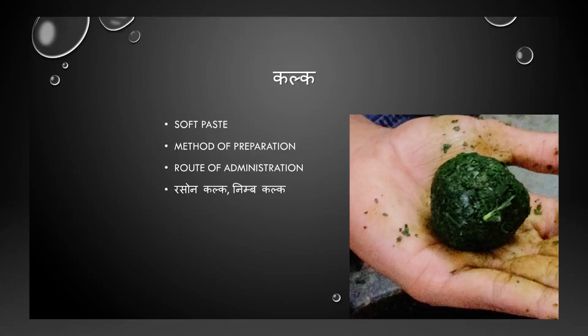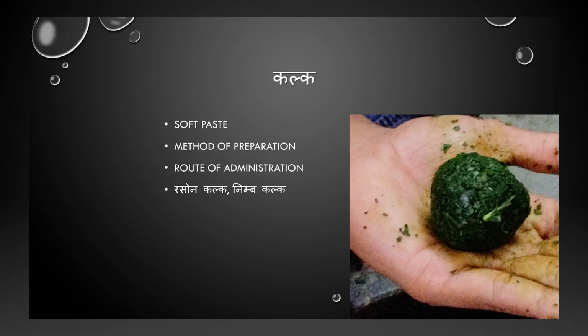Next dosage form is Kalka, a soft bolus or paste prepared by pounding the wet drug or dry drug. For pounding of dry drug, water is added as per requirement. The whole mass formed as a bolus is called Kalka. You can have an idea from the picture shown.